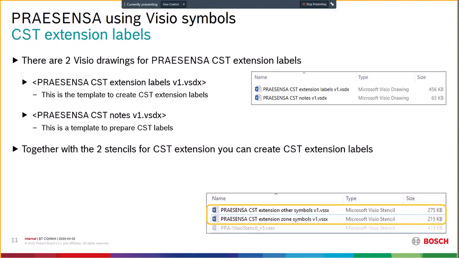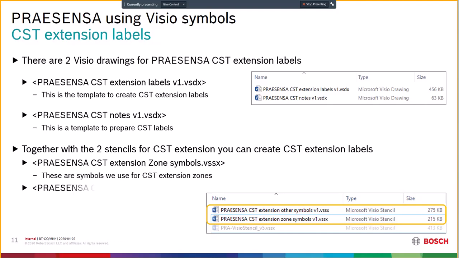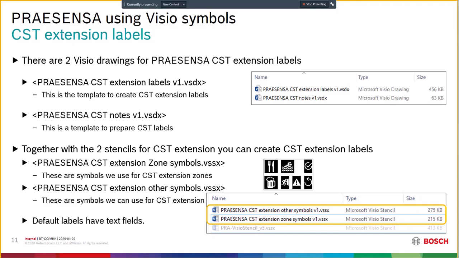You do that together with the 2 stencils that we have for the call station extensions, that is the zone symbols and the other symbols. Together you can create your labels. What is also always possible on the labels for a call station is that you have text fields. By default, the labels have text fields, but you can replace them with symbols.